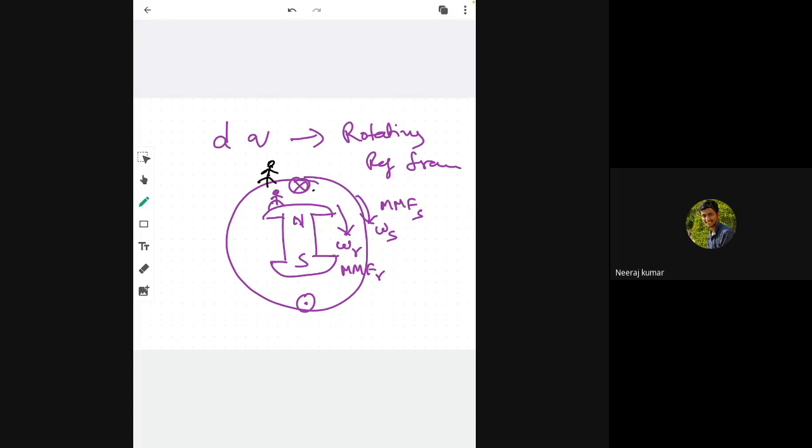The coils are here on the stator. You have phase A, A dash, and similarly B, B dash, C, C dash. Three coils are there, and they are also stationary. A man standing on the stator is said to be in the stationary reference frame. He is always stationary, looking at the objects from the stator. Understand? A man standing on the rotor is not stationary. He is also moving with the same speed as the rotor, and hence this is called the rotating reference frame.